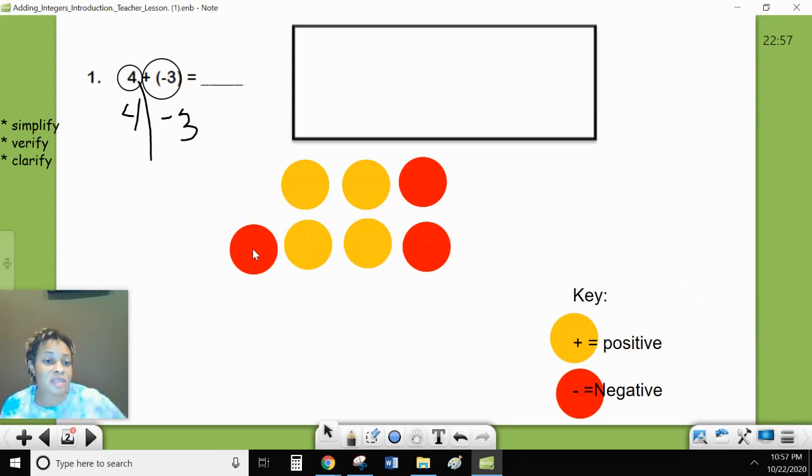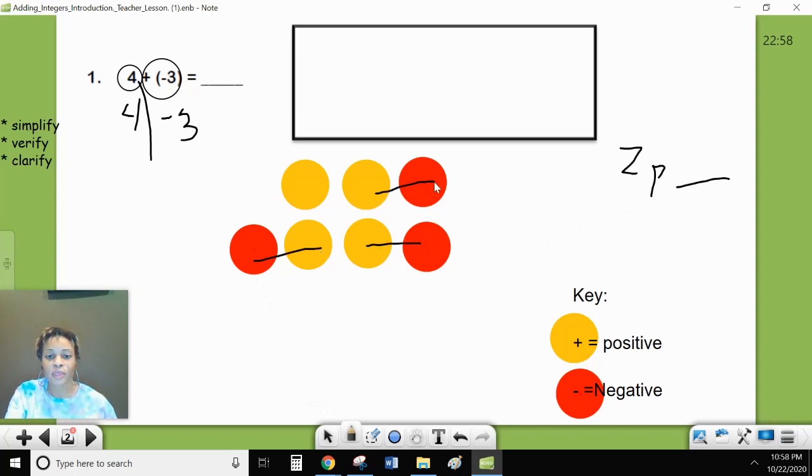So we simplified over here, clarified and verified, or simplified, verified, and clarified. So now we've modeled. I have 4 yellows, which are positive, and 3 reds, which are representing our negative or the opposite of. What I want to do now is look for 0 pairs. So the next question is, how many 0 pairs are there? So I'm just going to write ZP to represent 0 pairs. How many 0 pairs do we see? So I see 1 set, 2 sets, 3 sets. So how many 0 pairs? I'm going to write 3.